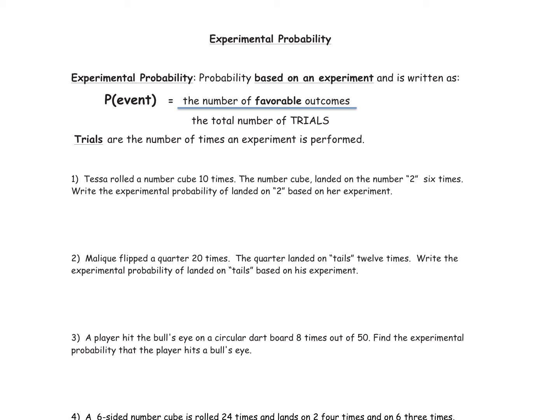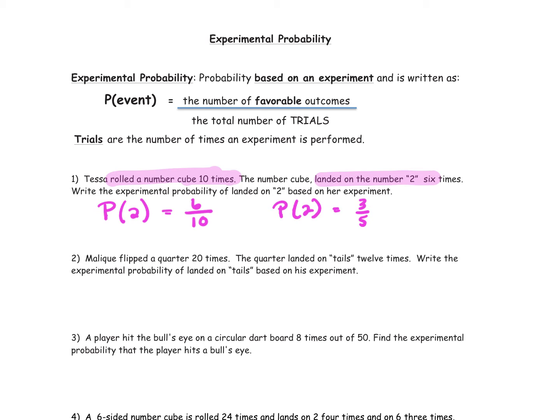So let's highlight the information that was given. The number of trials that she performed were 10 times. She rolled the number cube 10 times. She landed on the number 2 6 times. And it asked us to write the experimental probability of landing on 2. So we would start with the probability of the event we're looking for, which is landing on 2. And they mentioned she landed on 2 6 times, and the number of trials were 10 times. We could also reduce this and say the probability of landing on 2, according to her experiment, was 3 out of 5 by dividing both of them by 2.